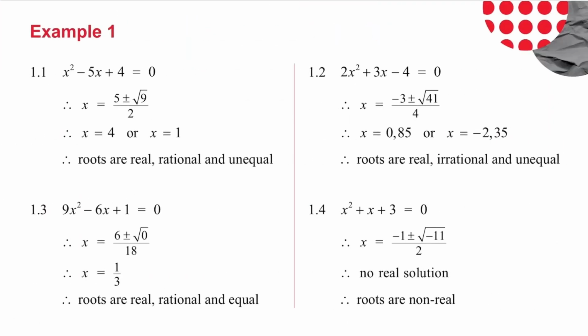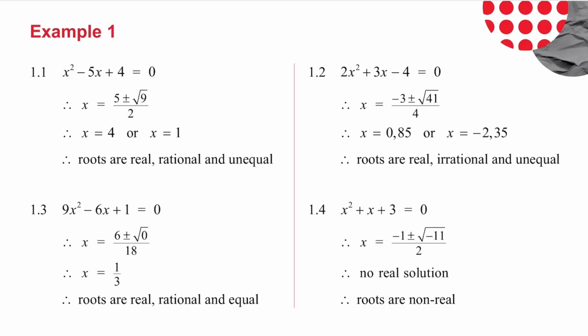In the first question, when you use the quadratic formula, you get that x is 4 or 1. Both of those are real numbers, they're rational, and they are unequal. It's 2 different numbers you're getting. In 1.2, when I use the quadratic formula, I get that x is 0,85 or x is -2,35. Both of those numbers are real, they are irrational, and they are unequal.